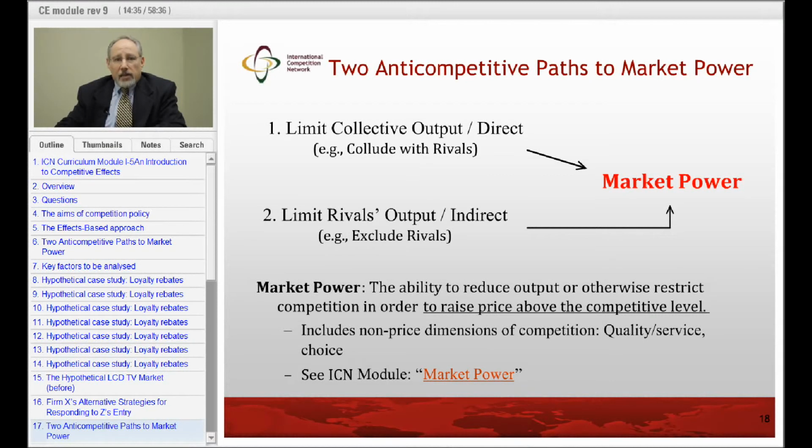Market power is at the core of our concern about competitive effects. Market power, as defined, is the ability to raise price above the competitive level. But it can also be a way to restrict other components of competition, like quality or innovation. As we move forward and think about the two ways we've discussed to establish competitive effects, collusion and exclusion, we could move to the next slide and see a visualization of the contrast between the two.